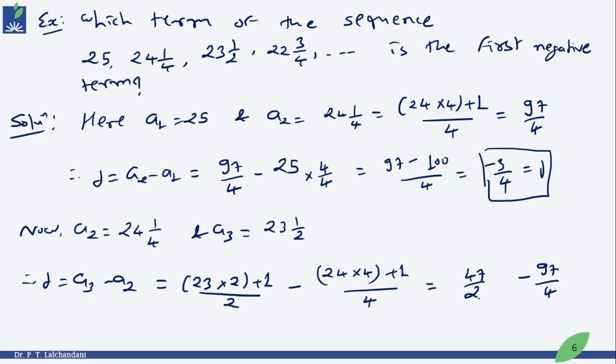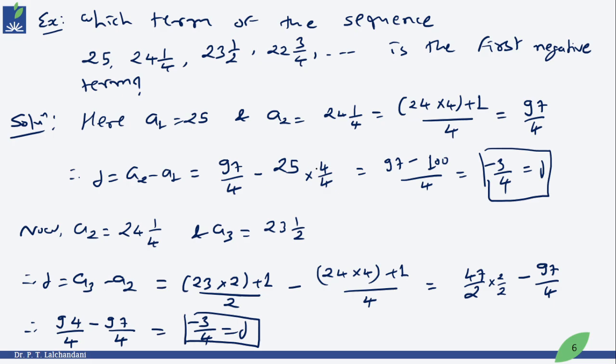Again we can observe that the denominators are different. Here the denominator is 2, while here it is 4. So to make this denominator 4, we'll multiply and divide by 2, right? So 2 into 2, that is 4. So the denominator becomes 4. And in the numerator, 47 into 2, that is 94, divided by 4 minus 97 divided by 4. So it is 94 minus 97, that is minus 3 by 4. So you can observe that here also D is equal to minus 3 by 4.